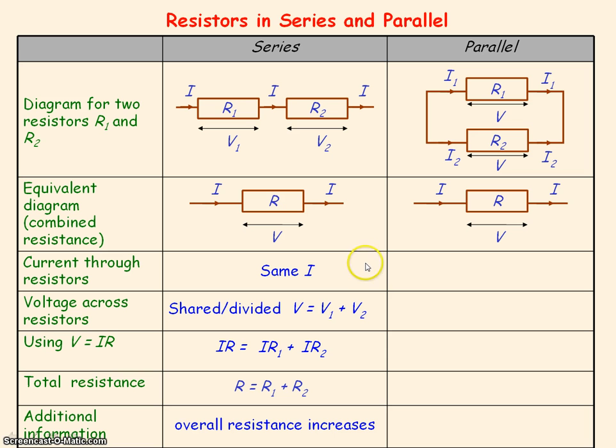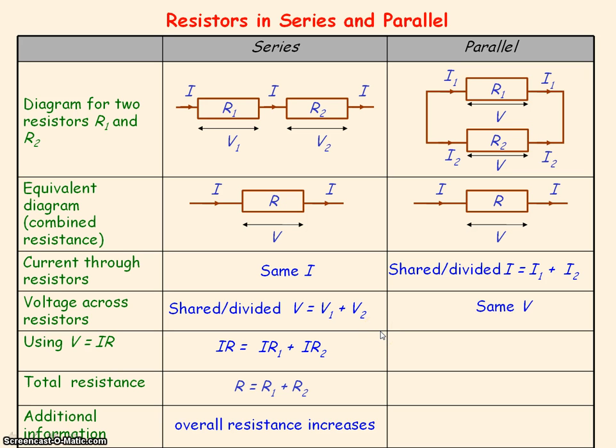In parallel, the current through the resistors is shared or divided between them depending upon how much resistance they have. So if resistor R1 is larger than the resistance R2, it would have less current through it than R2. Because remember, current takes the path of least resistance. If the total current through the combined resistance R is I, we can then say that I will equal I1 plus I2, where I1 is the current through resistor R1 and I2 is the current through resistor R2.